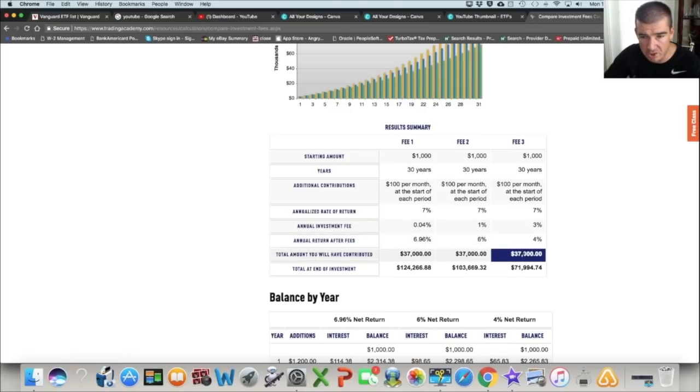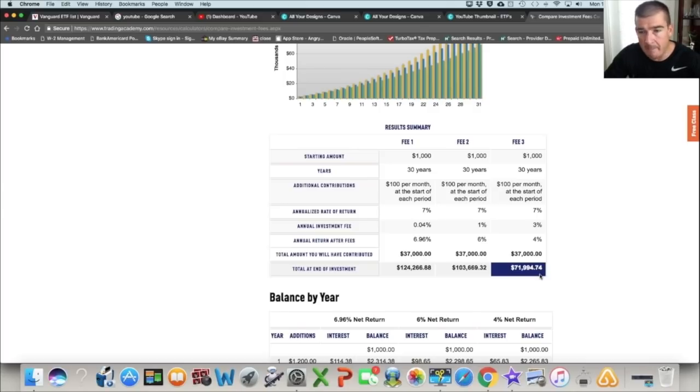Now, your contributions remain exactly the same, okay? But when you notice here, look at the power of your $37,000. It's allowed to grow to over $125,000 as opposed to over here, the same amount invested, is only allowed to grow to $71,000 over the course of that same 30-year period, guys. So this is really where the rubber meets the road.